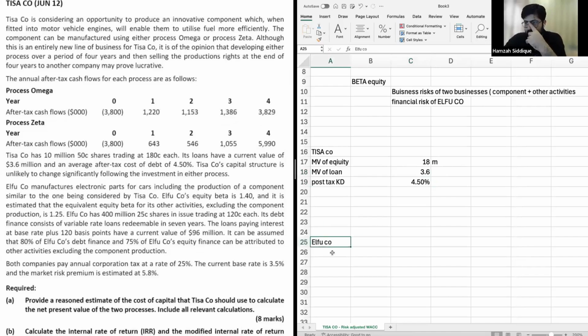Now, come here, Elfu company. Its market value of equity: 400 million shares, each trading at $1.2. Its beta equity is 1.4. Overall beta equity. Its market value of debt, that is $96 million.